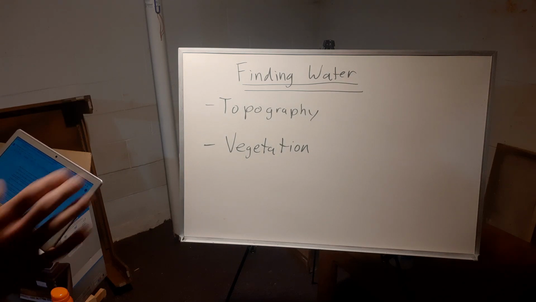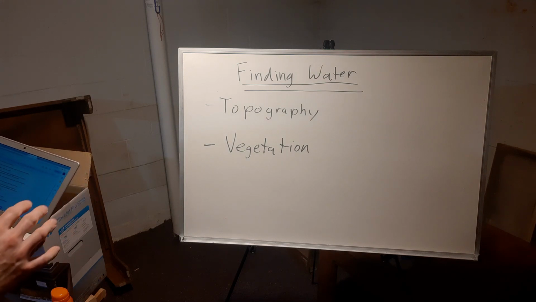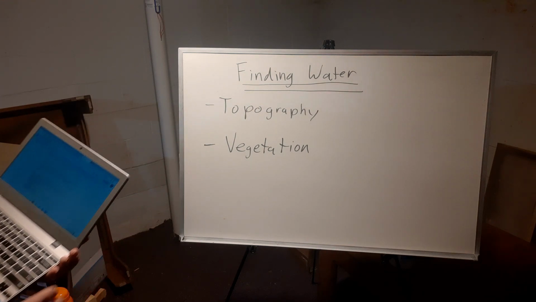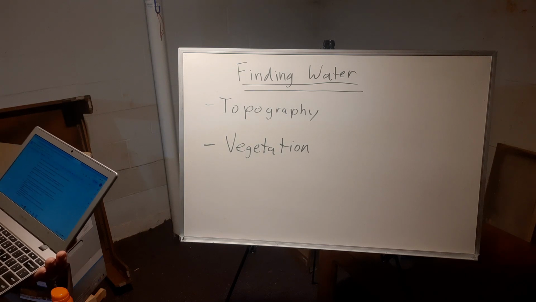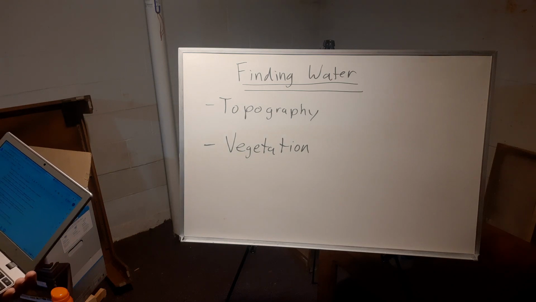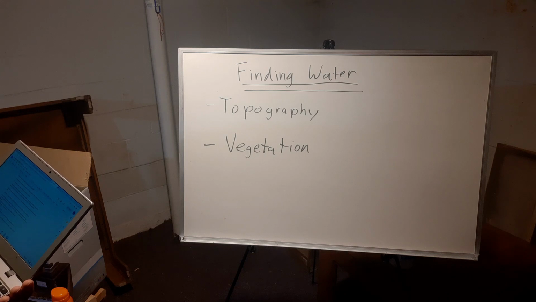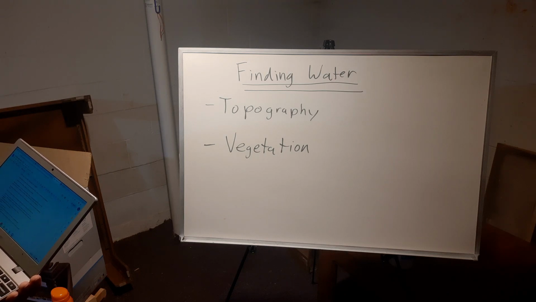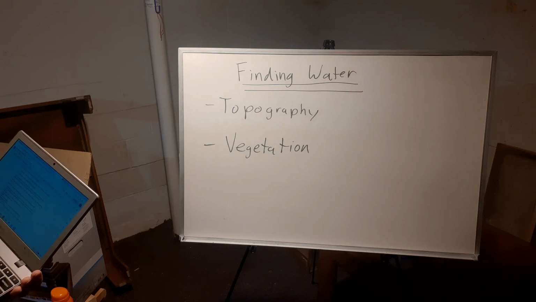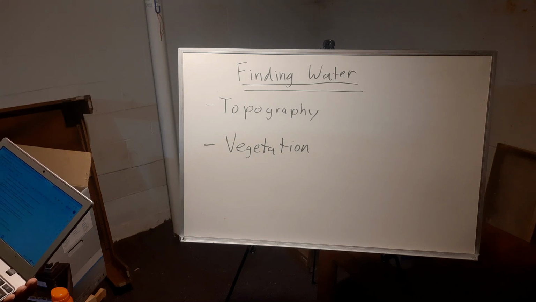So now I want to go back to the topography and get into more detail. Let me give you guys some more examples of topographical features that you should be aware of if you're trying to find water. Generally speaking, north-facing slopes will usually be more moist than south-facing slopes. And the reason why is that south-facing slopes get more direct sunlight throughout the day and throughout the year, okay?